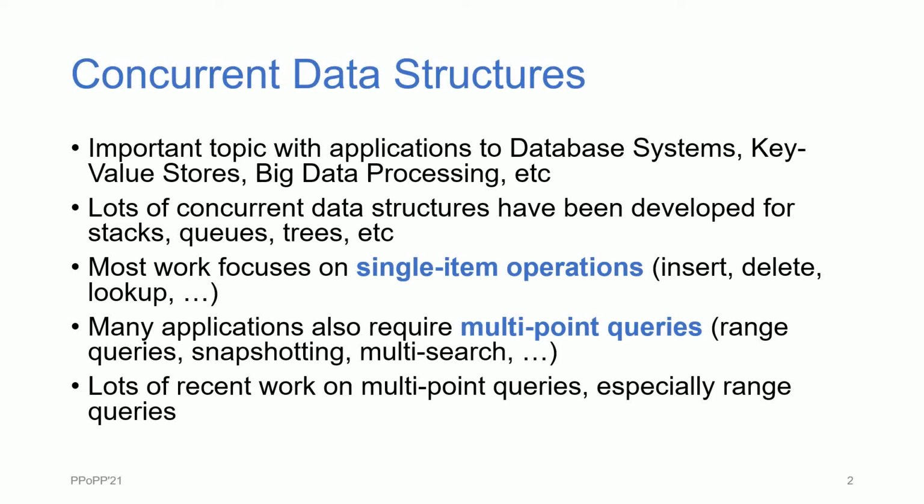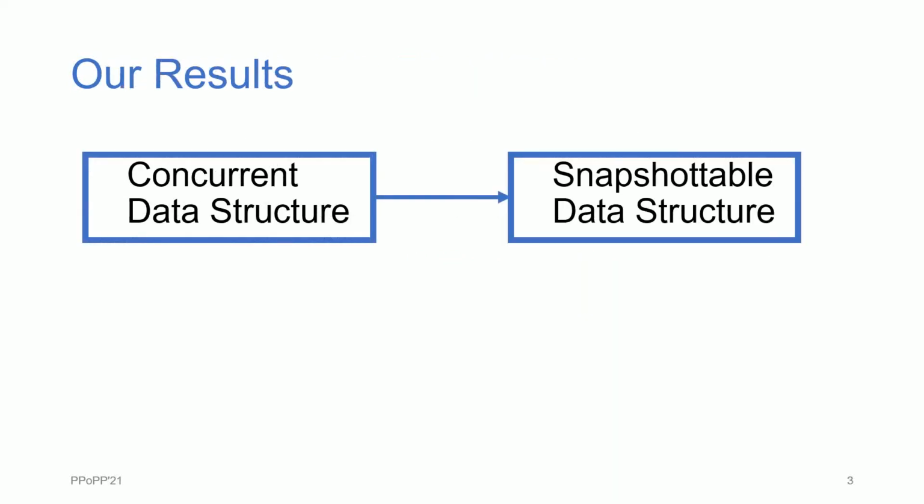Most of the work in this area has focused on supporting the range query operation in particular, and the techniques they propose often only apply to a limited set of data structures. Our paper presents a very general technique for implementing multi-point queries. Starting from an existing concurrent data structure, we show how to efficiently take snapshots of its low-level state, and from there we show how to compute multi-point queries on these snapshots.